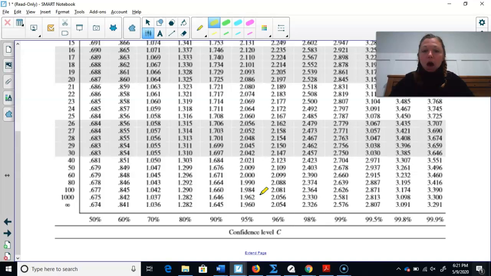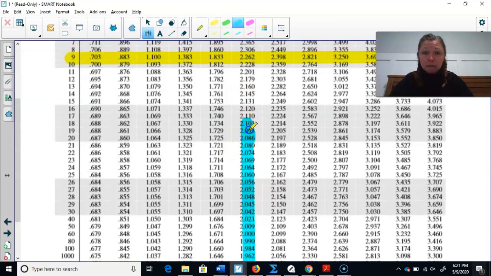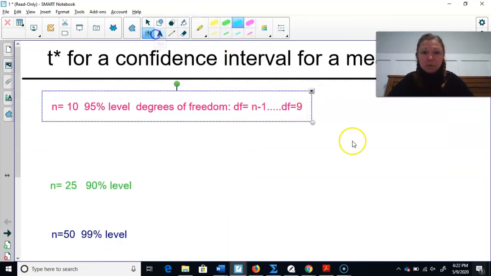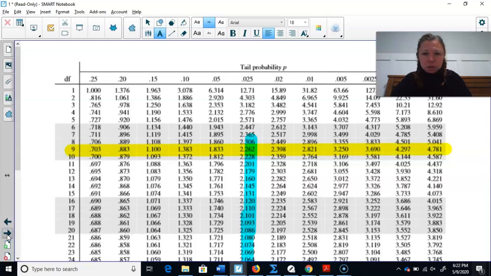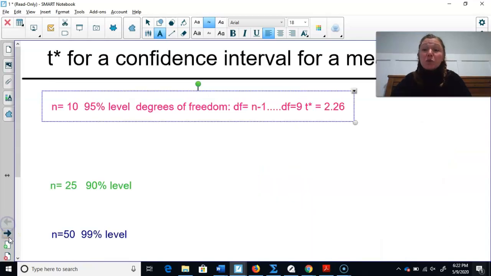So, okay, now we go to the confidence level. And we said it was a 95%. So I go to 95%. And I'm going to scroll up. I'm going to keep scrolling and I'm going to see where they intersect right there. So degrees of freedom of 9 with a 95% confidence level, our t star is at 2.262. So let's write that down.